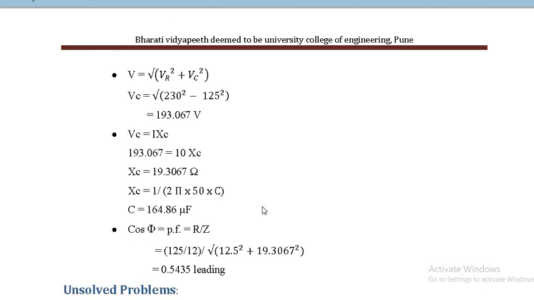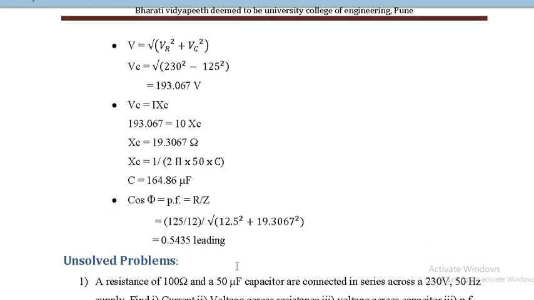The very first thing you will do over here is V square equal to VR square plus VC square. So VC will be equal to the square root of V square minus VR square. Then VC should be equated to I Xc and you can get the value of Xc. Knowing the value of Xc, you can find C's value. Then the power factor cos phi equals R by Z, so you can get the value of the power factor. Of course, you have to write leading after this, which signifies that you're talking about a capacitive circuit, isn't it?